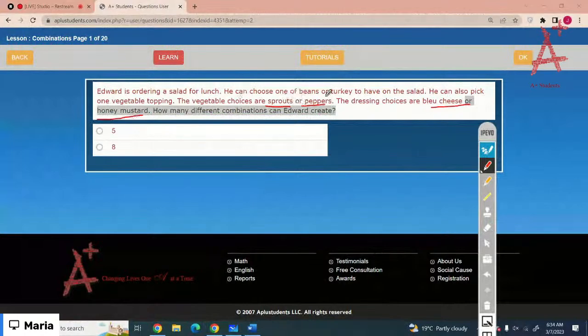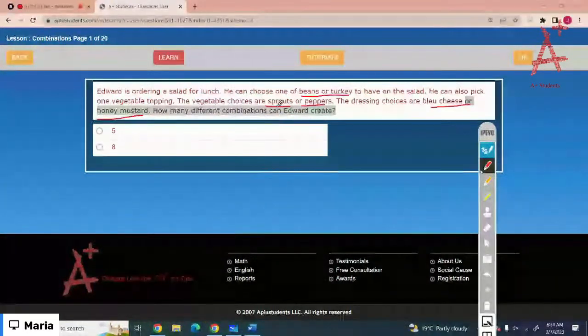He can choose one of the beans or turkey to have on the salad. So, how many total options? Two for the salads, two for the dressing, and two for the vegetables. So you have to calculate the total combinations. You need to do 2 times 2 times 2. Got it? 2 times 2 is 4. 4 times 2 is 8. That means the total outcomes are 8.